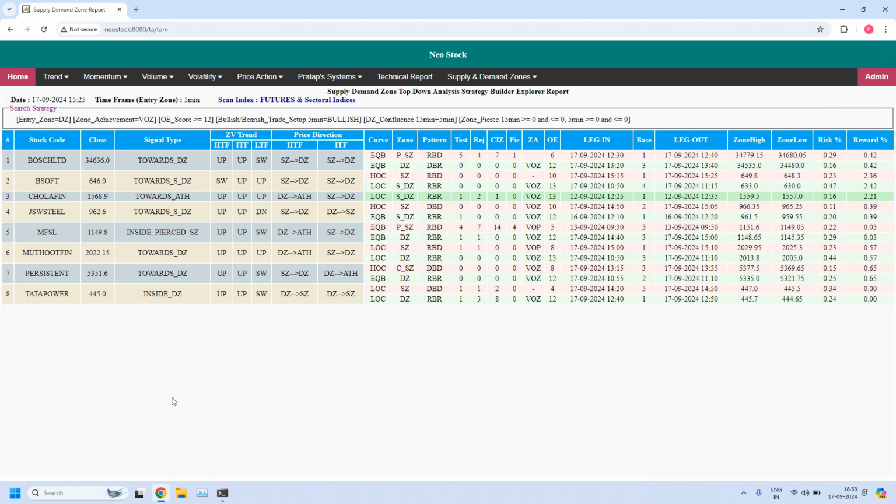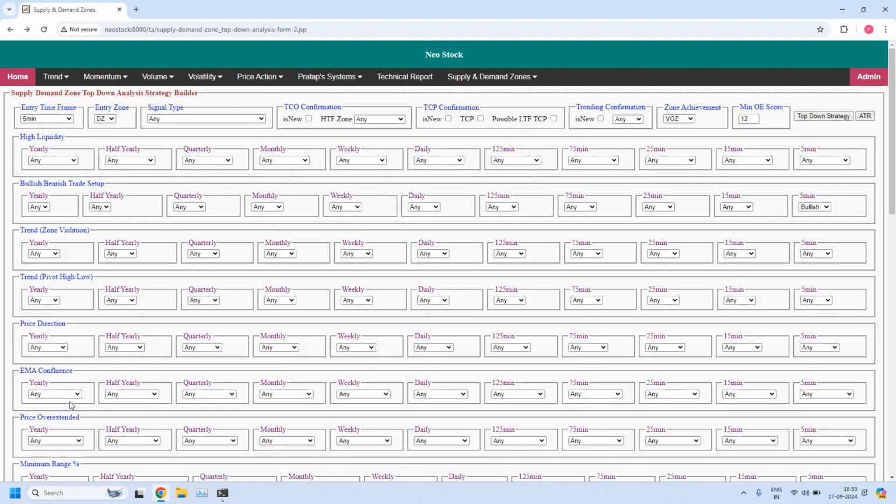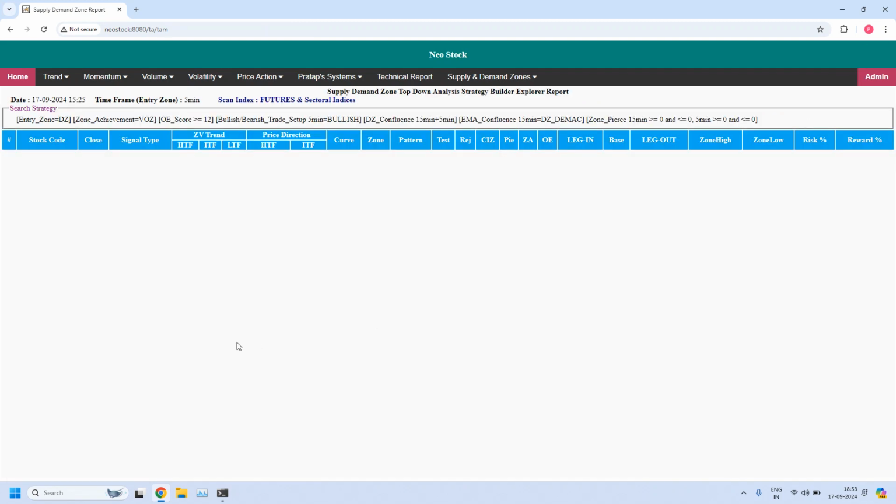Okay, next, if any of these 15 minute zones are having EMA confluence, daily EMA confluence, it's a high probability. Mostly we won't get, but let's verify. Sometimes we may get. 15 minutes demand zone with daily EMA confluence. So no stocks, fine.